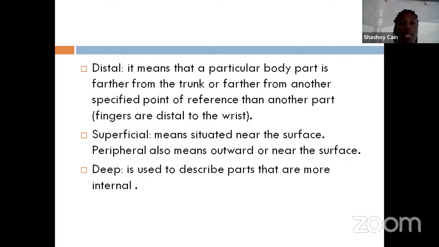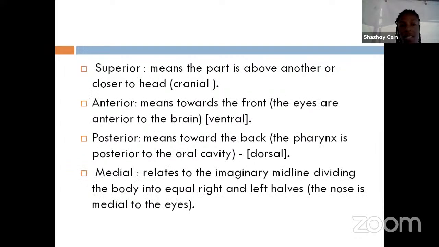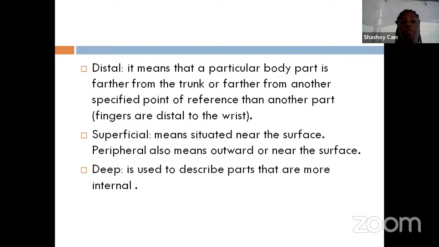So distal means that a particular body part is farther from the trunk or farther from another specified point of reference than another part. For example, fingers are distal to the wrist. And we know where our fingers are, right? Medial divides into two halves, like the brain, left side, right side.